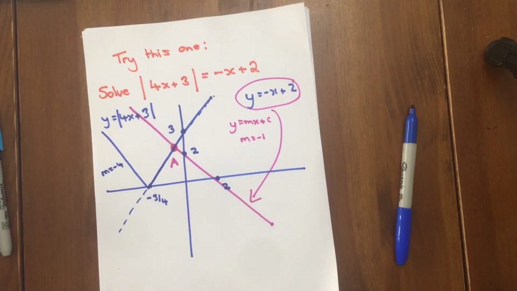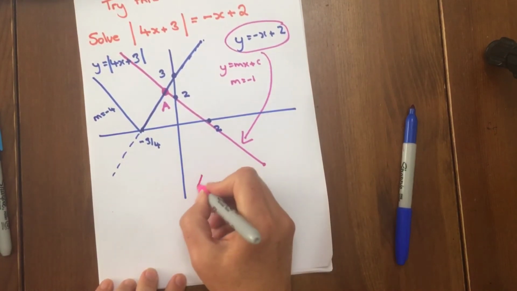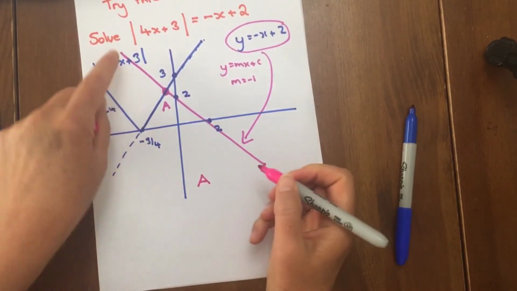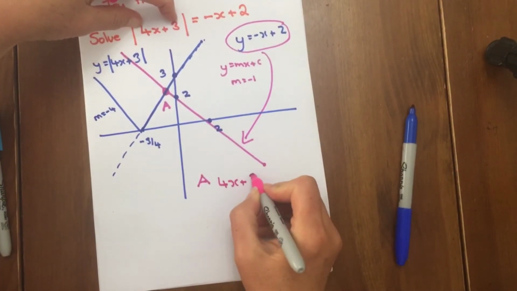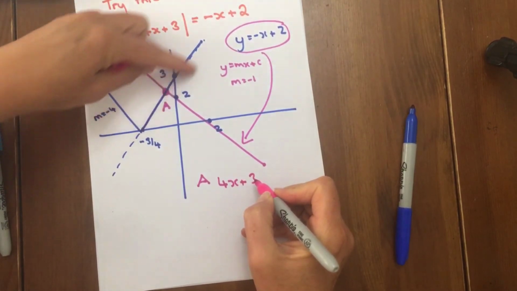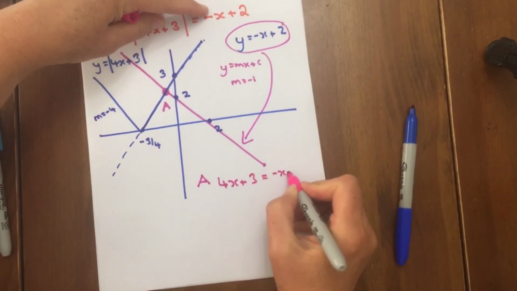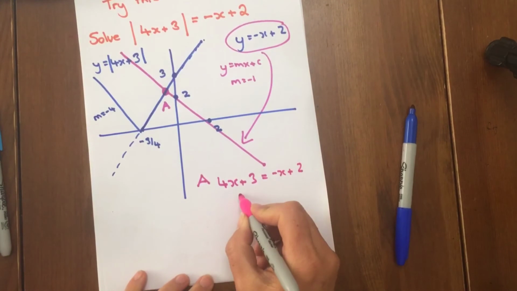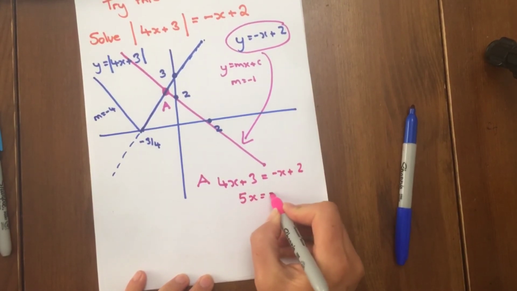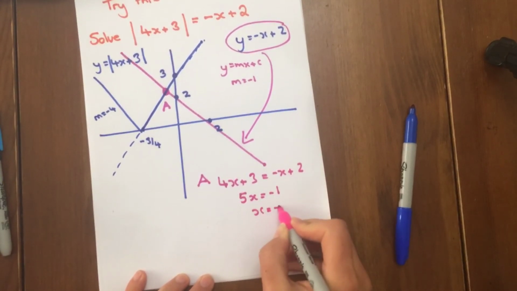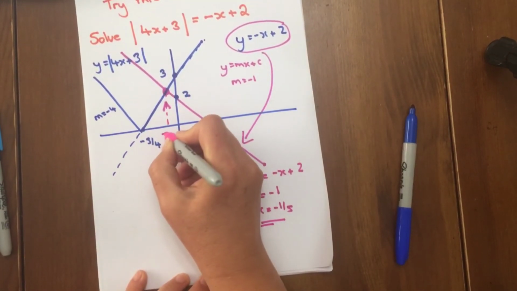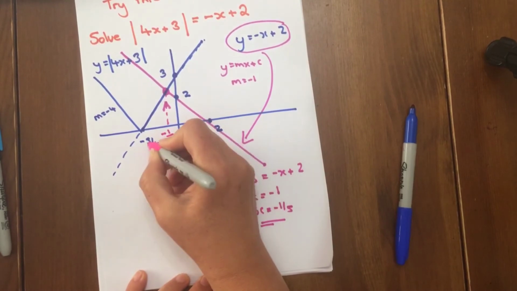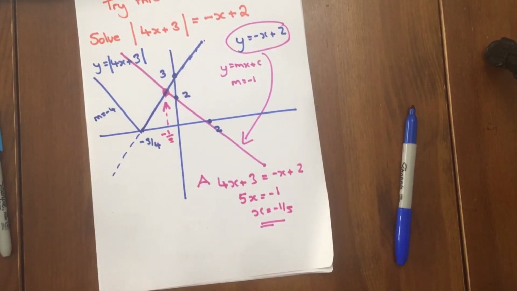So to find my points of intersection, let's look at point A. Point A, I have my positive part of the modulus, because this is the positive part, this is not reflected, equals minus x plus 2. So if I just rearrange this, 5x will equal negative 1, so x equals negative 1/5, which makes sense. Just check that, and negative 1/5 is greater than negative 3/4, that makes sense.